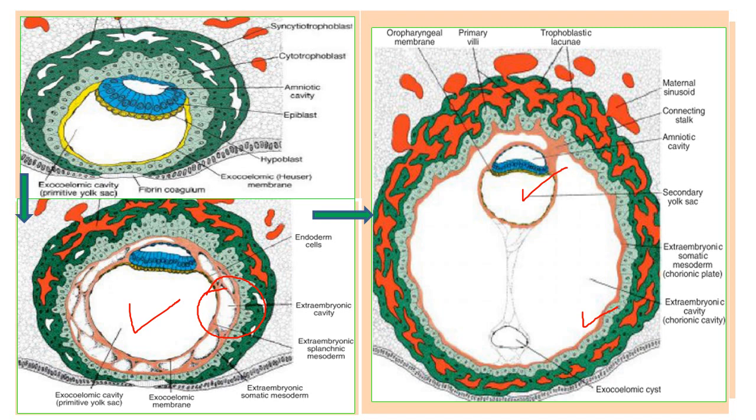So the pink layer is covering all the structures inside, and this large cavity which is formed here, shown thick in red color, is called the exocoelomic cavity, or we can call it the primitive yolk sac or primary yolk sac.